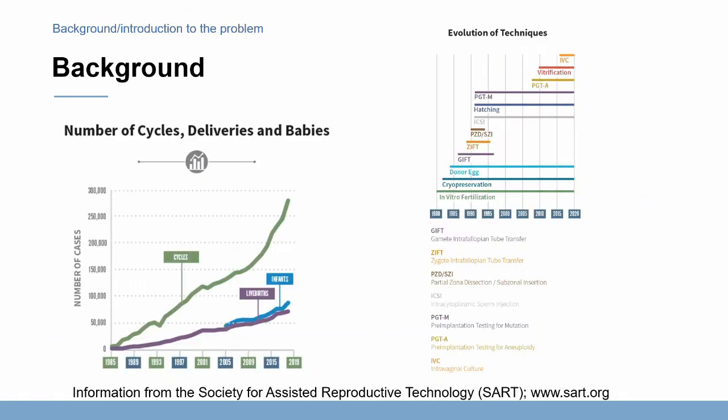These are some data that I took off of the Society for Assisted Reproductive Technology website, showing how the number of IVF cycles has increased quite dramatically over the past couple of decades, as has the number of live births resulting from these treatments. The processes and the technologies involved have been evolving over time. But the one thing to point out is that in vitro fertilization and consequent embryo culture has been part of this process since the beginning and continues to be a key component within IVF.